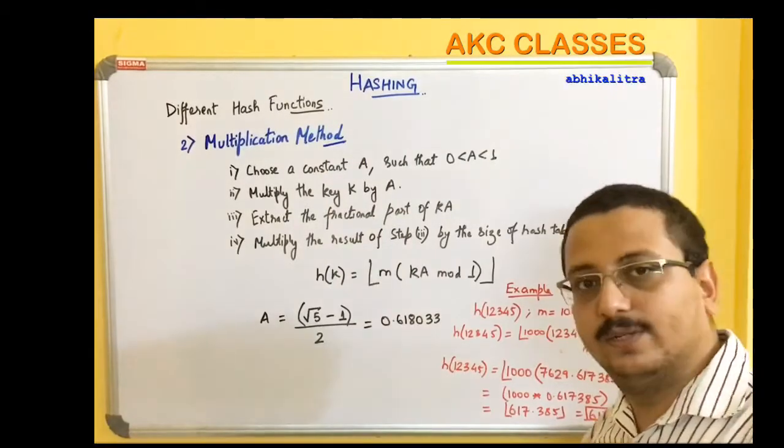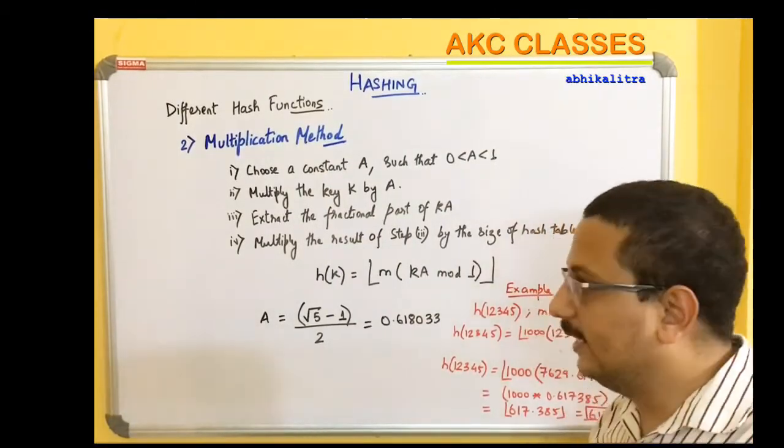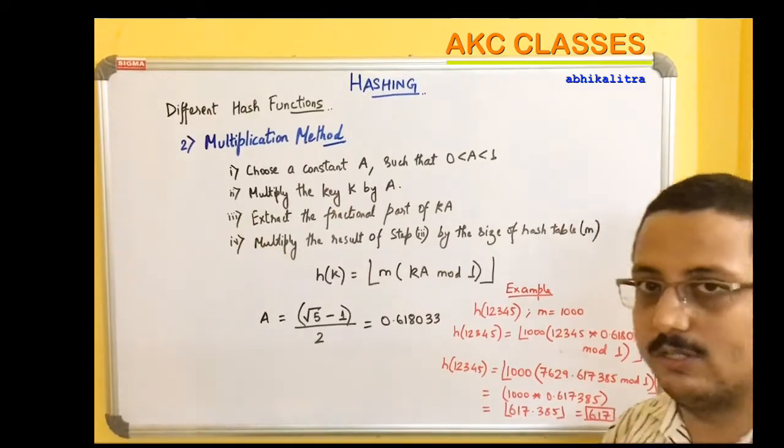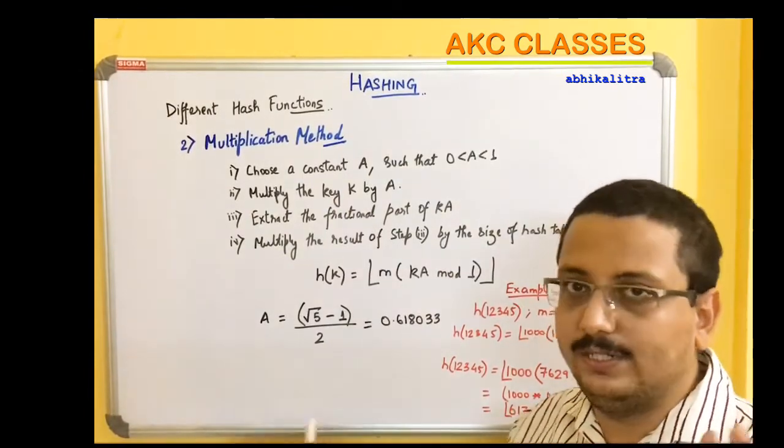Now we come to the next method, which is the multiplication method. In this method, what we do is choose a constant a which has to lie between 0 and 1.